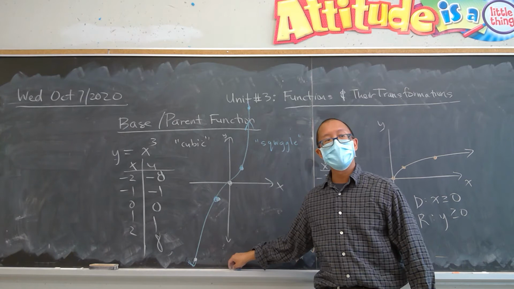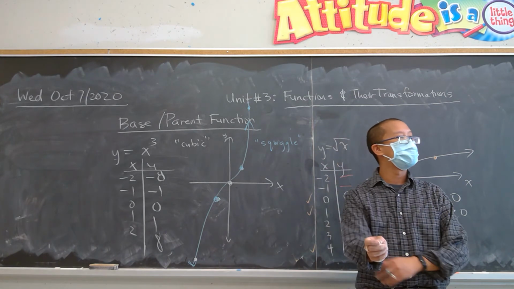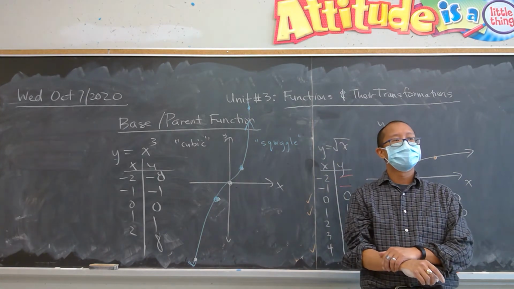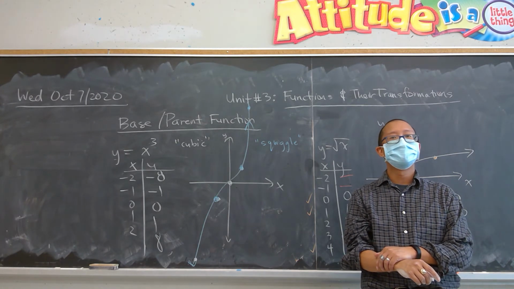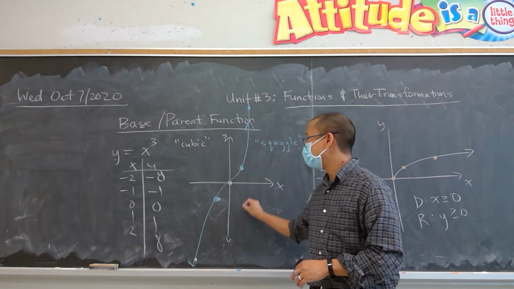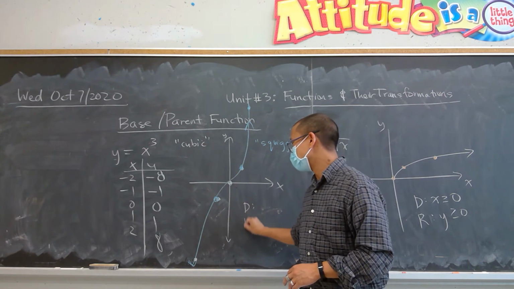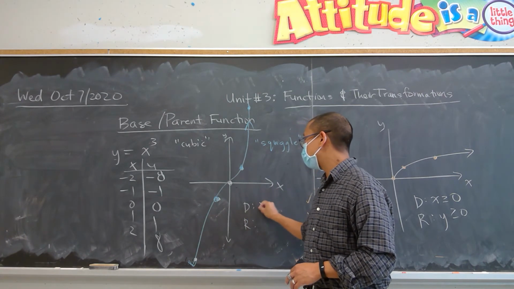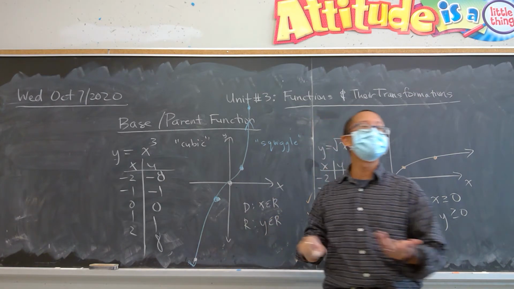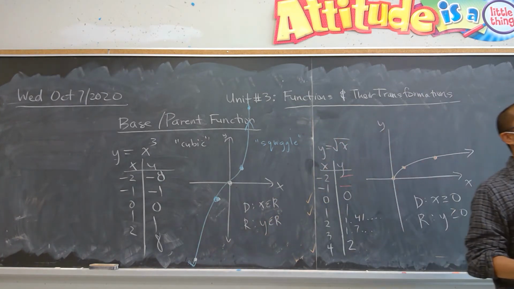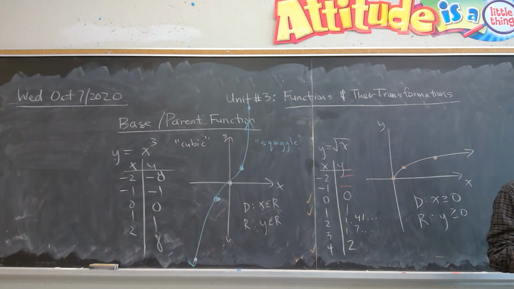Any volunteer want to give us the domain and range now that you can see it in the graph? Flora? Both are real numbers. Yeah, so I don't like that answer. So the domain is x belongs to real numbers, range is y belongs to real numbers. I don't like hearing it's the same thing for both answers.